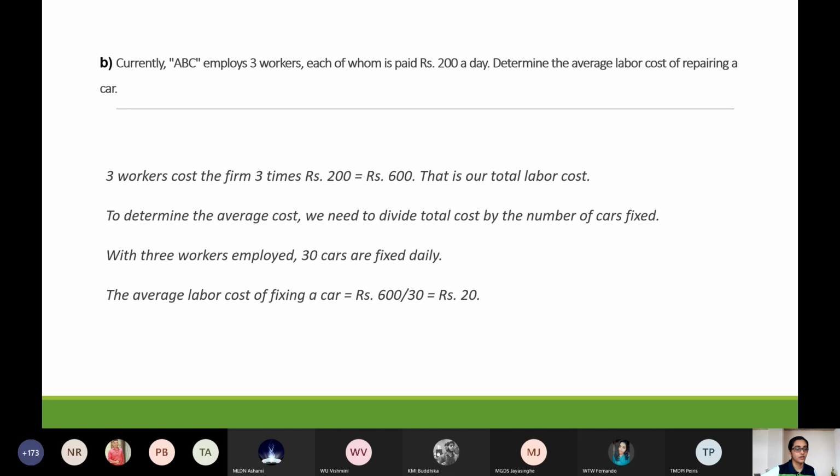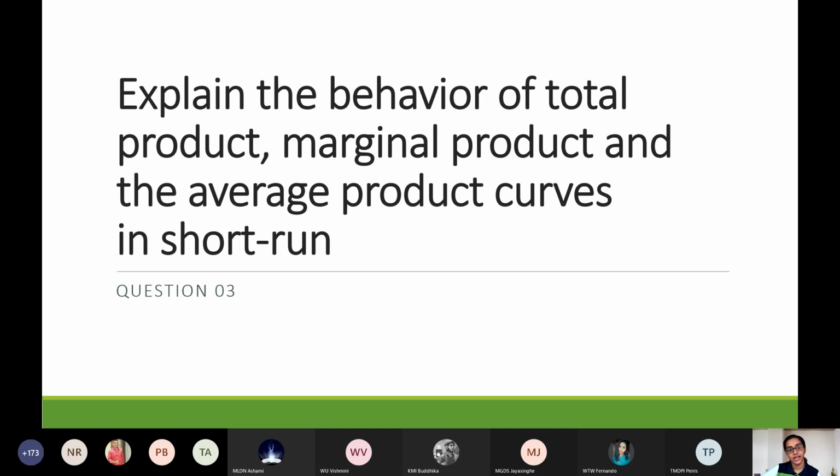Now let's give a round of applause. Right? Good. Now your next question of the day. Can we do this? Explain the behavior of total product, marginal product, and the average product curves in short run. Can we do this? Yes, we can. 10 minutes. Today Miss is giving extra time. Do it now.